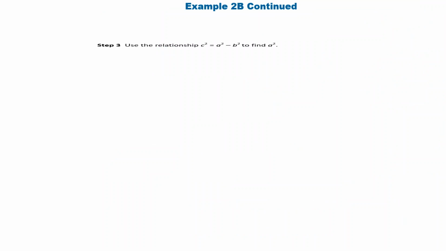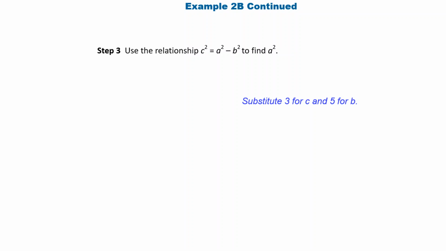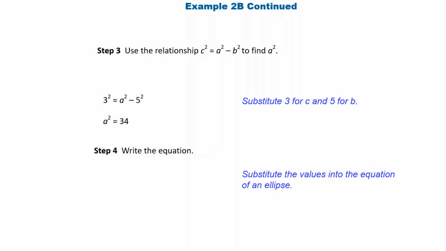Let's turn to the next slide. Here's our relationship: c squared equals a squared minus b squared. We need to find out what a squared is so we can complete our equation. We substitute 3 for c and 5 for b and solve, and we see that a squared equals 34. Now we can write our equation by substituting the values we know into the ellipse equation: y squared over 34 plus x squared over 25, because 5 squared is 25. And there's your final equation.